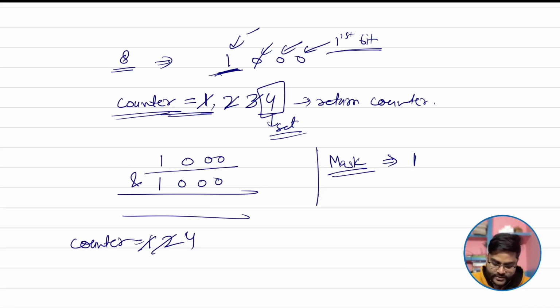So again do this. 0 0 0, it is 1. So it is non-zero. If it is non-zero, just return the counter.